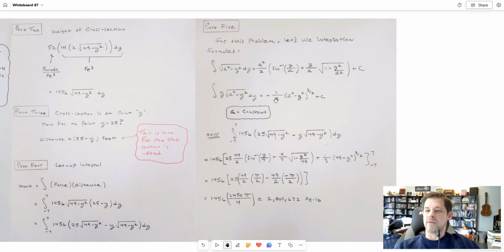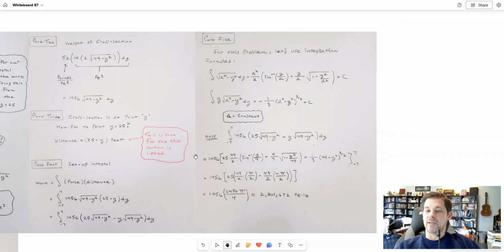Okay, so there goes. Now here are my antiderivatives or solutions to the integrals. Okay, that should be y right there. I made a mistake. I accidentally wrote an x. So that should be a y. It comes from this right here, so it should be y. And then I evaluate. A lot of this cancels out. We're left with this, and it rounds out to about 2.8 million foot-pounds. Okay, all right. So that's how you work it.